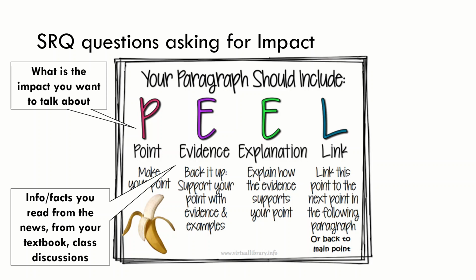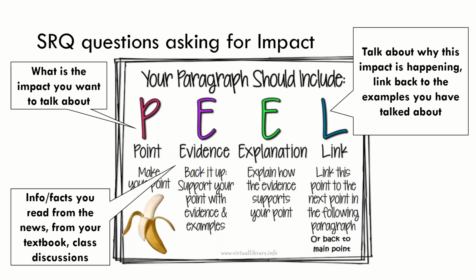Once you have made your claim and backed it up with evidence and facts to support your claim, this is where you will need to elaborate. For your elaboration and your link, this is where you need to talk about why this impact is happening, linking back to the examples that you have talked about. What I always like to say to students is that when you're writing your SRQ question 6, you can just imagine that you're engaging in some sort of nerdy debate with a friend about an issue, and you want to win this debate, right?